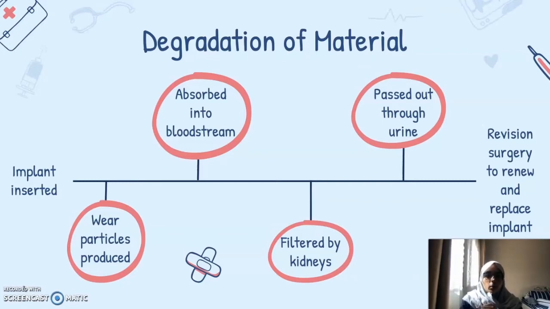But if it does happen, the wear particles will be produced, absorbed into the bloodstream, filtered through the kidneys and passed out through the urine, and when you find the wear particles in your urine, that's when you know that you need to have revision surgery.